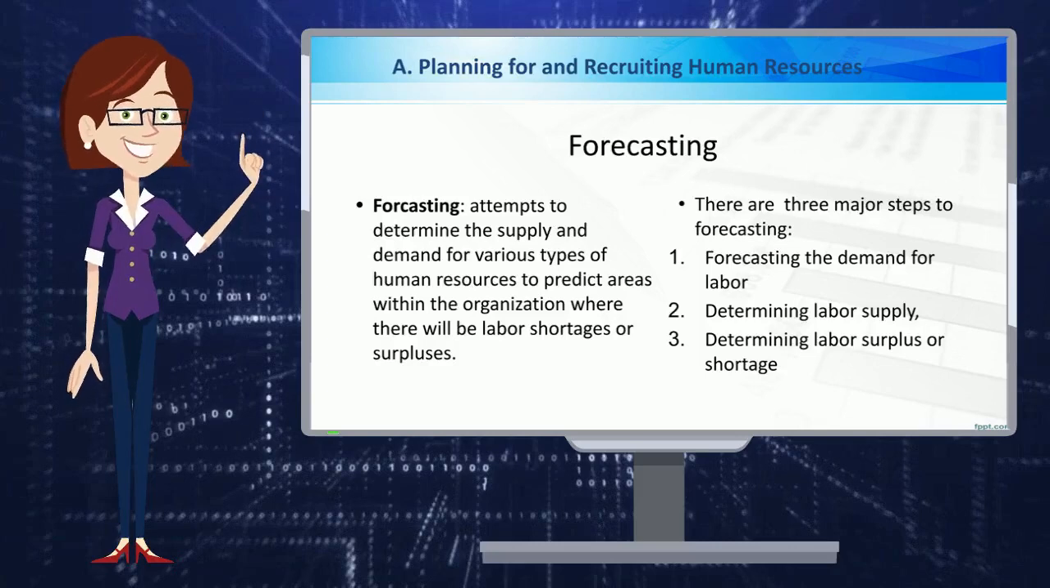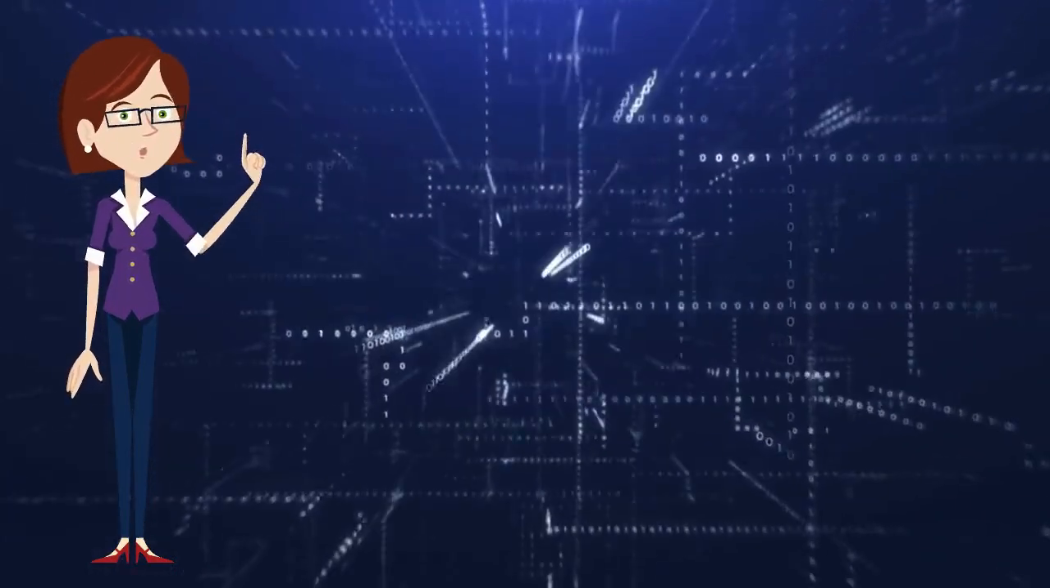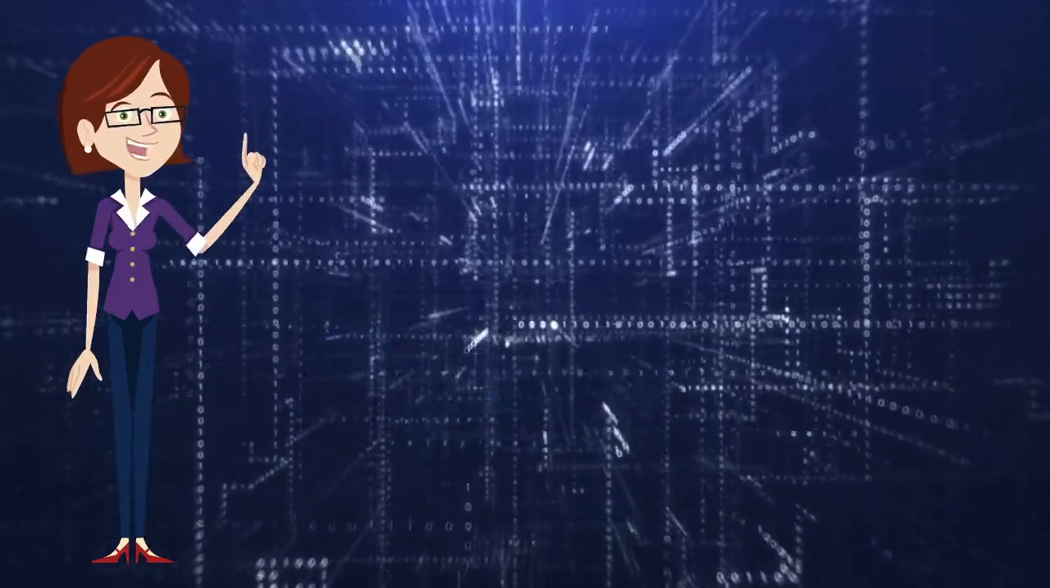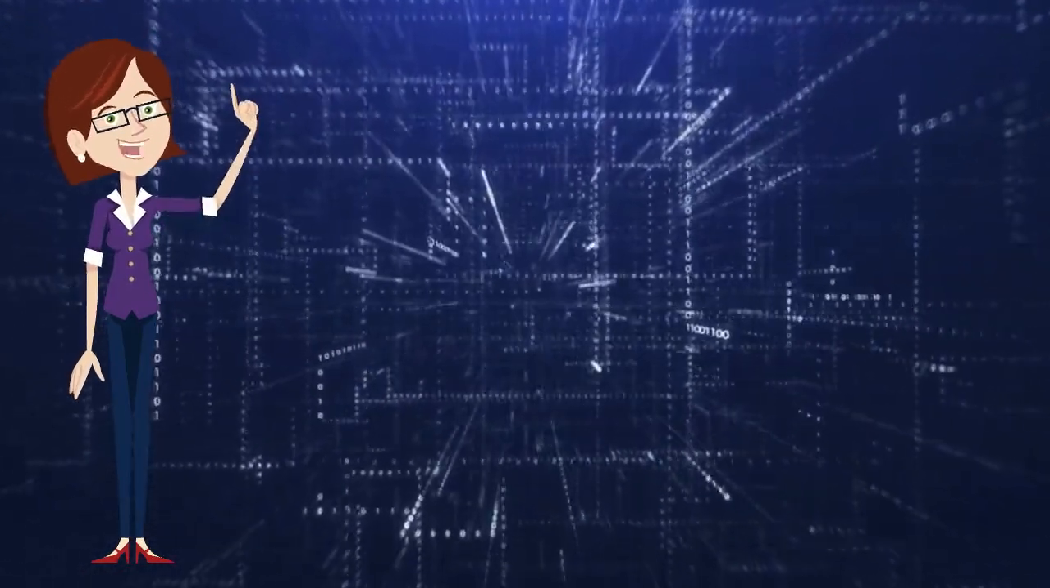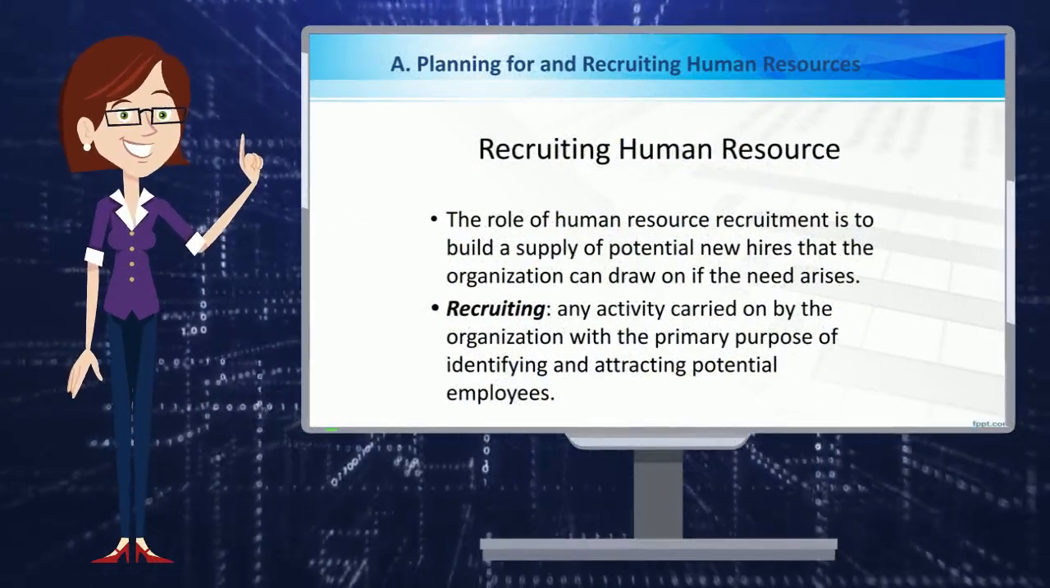There are three major steps to forecasting. First, forecasting the demand for labor. Second, determining labor supply. And lastly, determining labor surplus or shortage. After all the planning process that we have tackled, the next step is recruiting human resources.